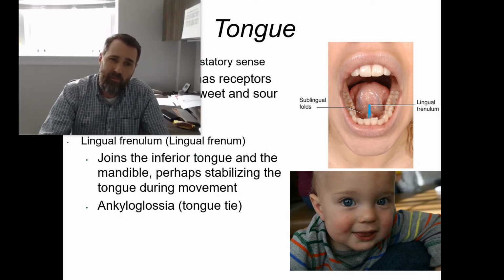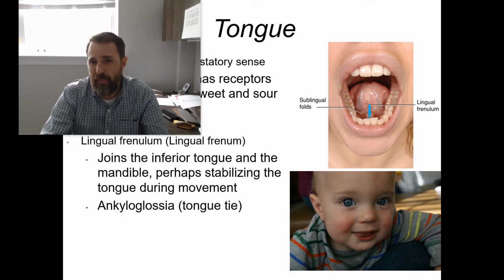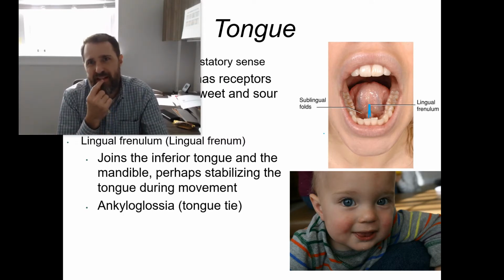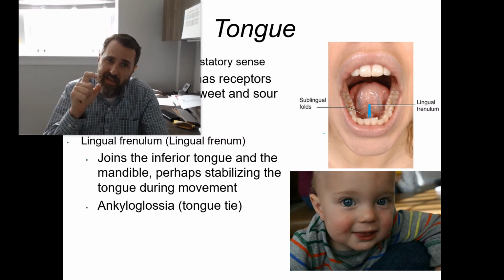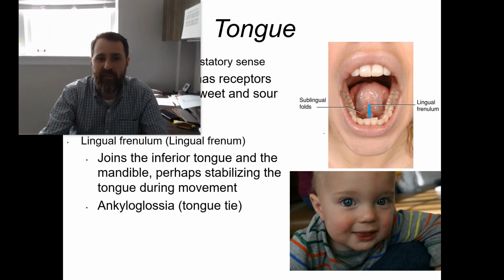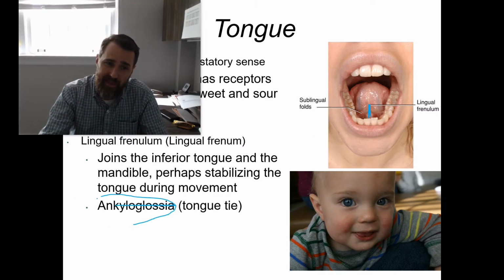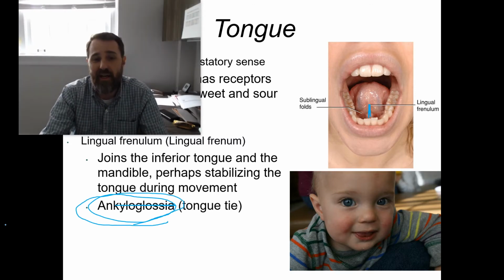The lingual frenulum is important to know because if it extends too far anteriorly, so too far towards the tip of the tongue, too far towards the apex, and if it's too short, then it's going to be anchoring the tip of the tongue to the floor of the oral cavity. And that is called ankyloglossia, and it's commonly called tongue tie.